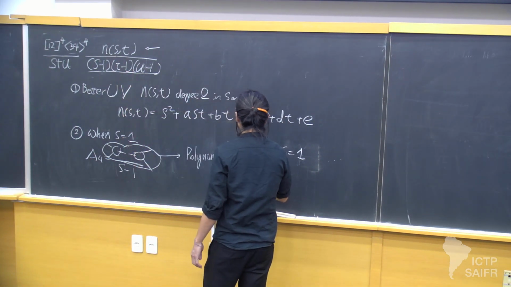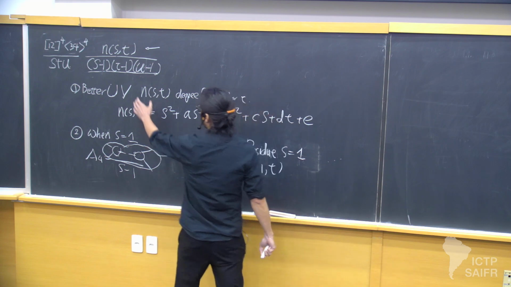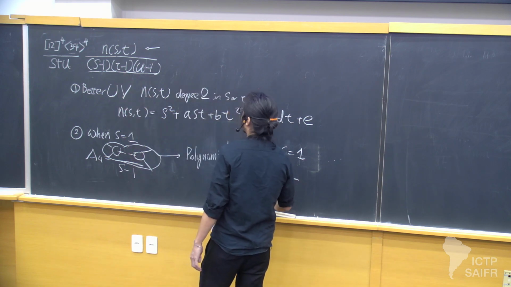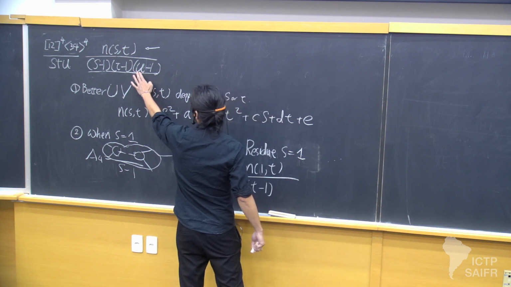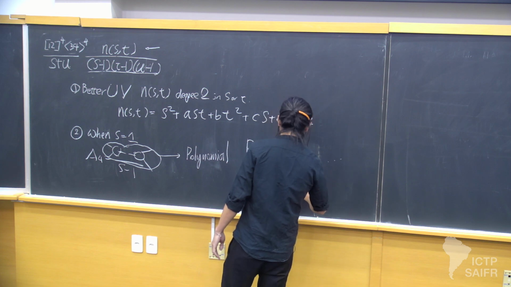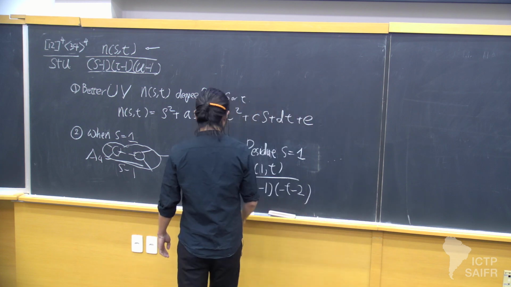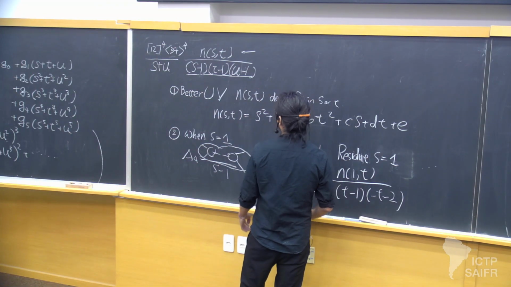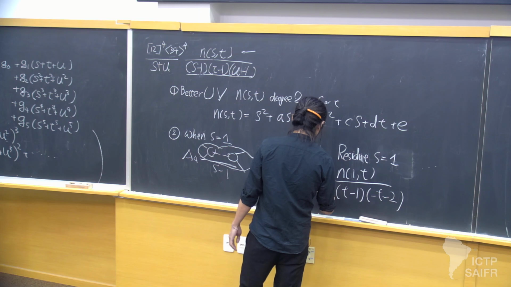So this is N(1,T). However, you still have these poles down here. You have this T minus 1 pole. U is equal to minus S minus T. S is 1, so this becomes minus T minus 1. And S is equal to 1, there's no problem. I have a T here. And then I have U equals minus S minus T, and this is minus 1 minus T.